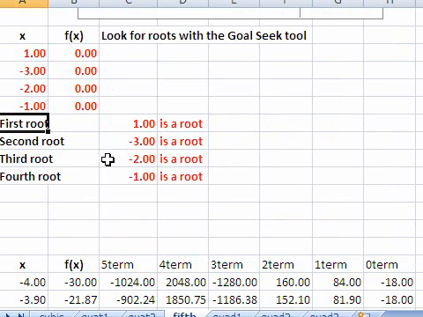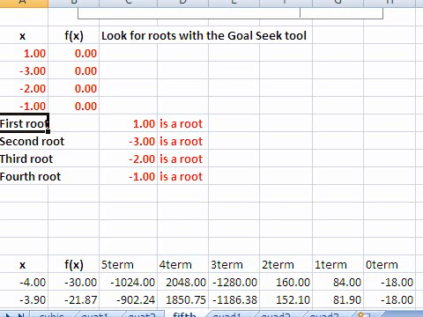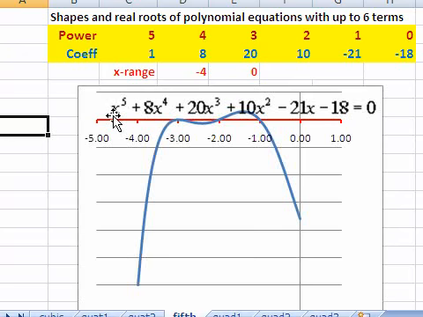We don't need to use goal-seek in this problem at all. Of course, if you look at this equation with your algebra skills, you'd be able to factor it. And what would those factors be? x minus 1 times x plus 3 times x plus 2 times x plus 1. That's another way to factor. You can use Excel to factor polynomials.